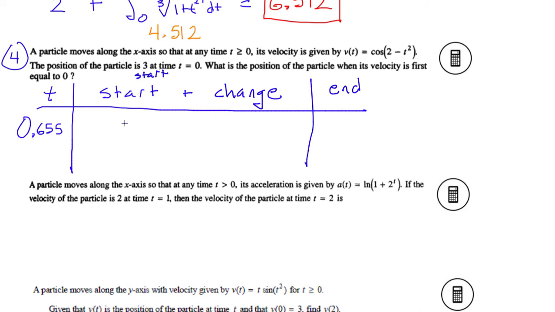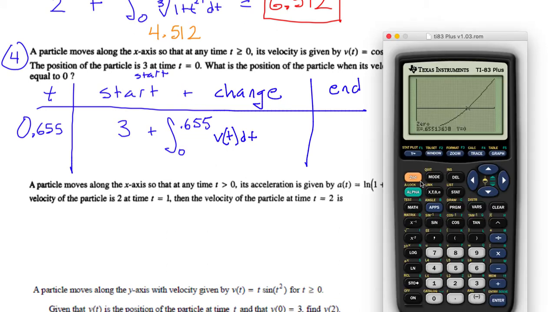My start is 3, so I'm going to say that's my start up here. Always label it 3, and then I'm going to do plus the integral from 0, because time starts at 0, to 0.655 of that velocity. I'm just going to say v(t) instead of writing cosine of 2 minus t squared dt. So second trace to calculate the integral from 0 to 0.655.